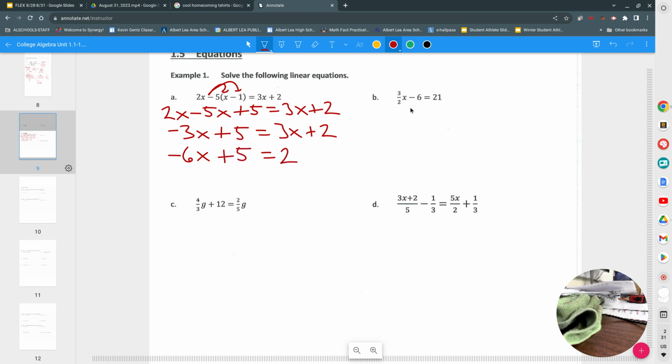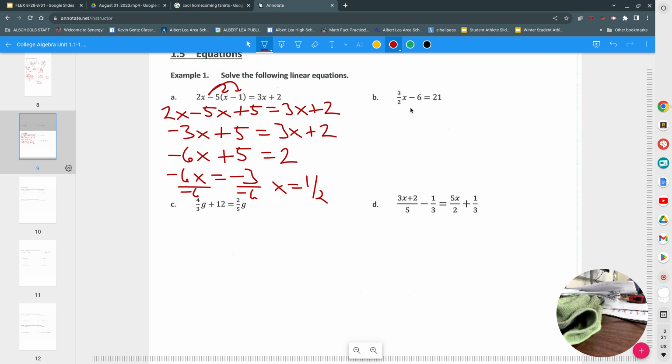And I subtract the 5 to get negative 6x is equal to negative 3. Divide by negative 6. X is 1/2. Suppose I wanted to check my answer. What would I do? You'd plug it in. We've all seen those examples before, right?